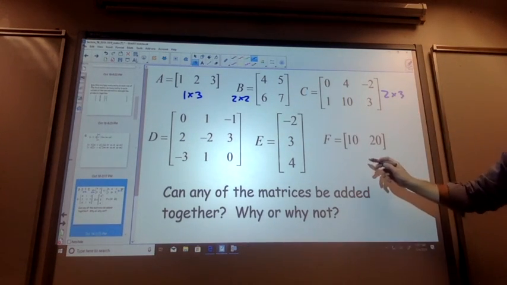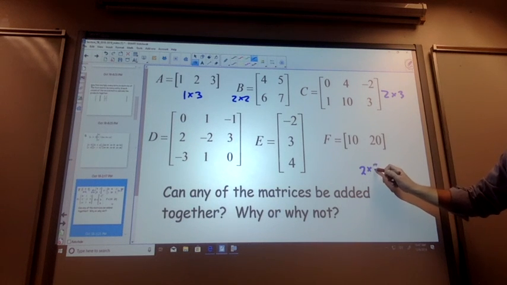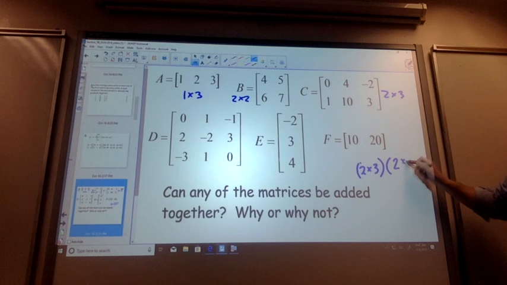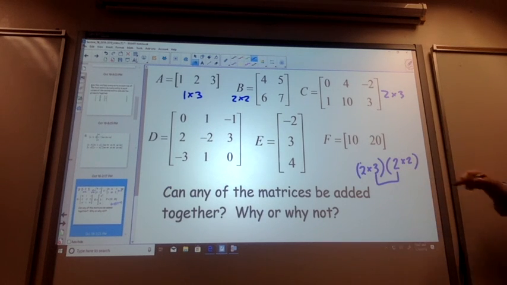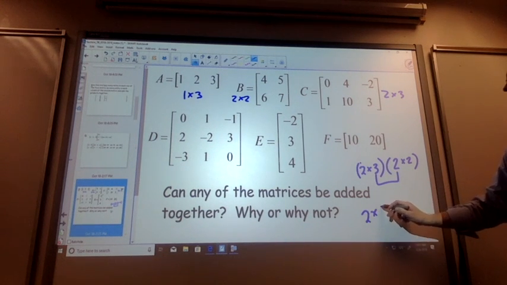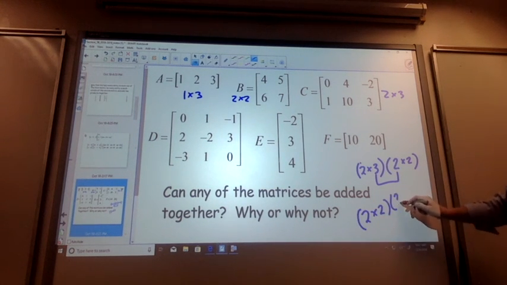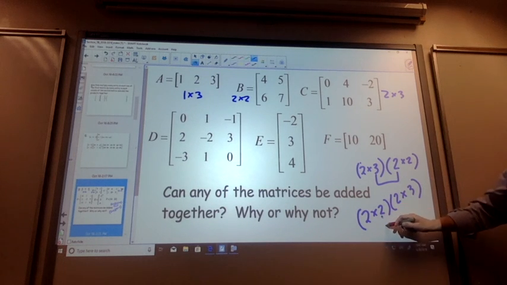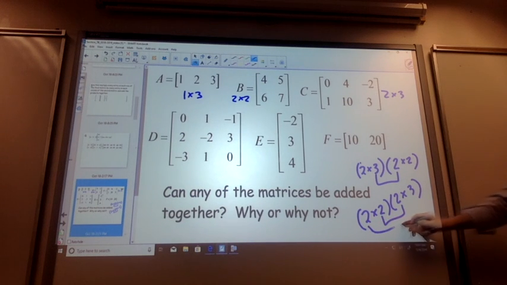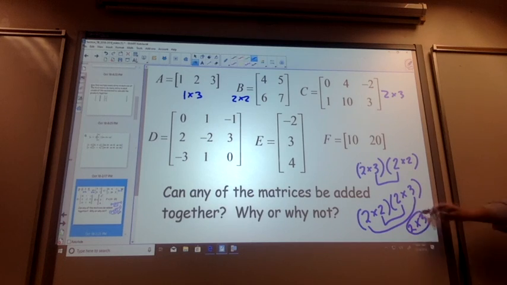This is why. If I took C, which was a 2 by 3, and tried to multiply it with a 2 by 2 matrix, do my inside dimensions match? No, that won't work. But if I flip-flop it and go a 2 by 2 times a 2 by 3, my inside dimensions match. Exact same matrices, but order matters. The outside numbers mean your answer will be a 2 by 3 matrix.